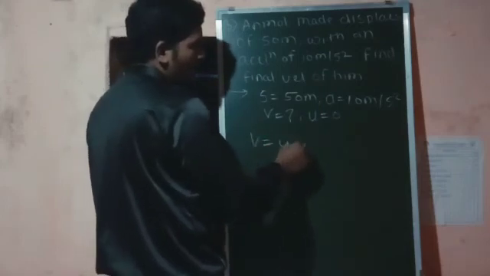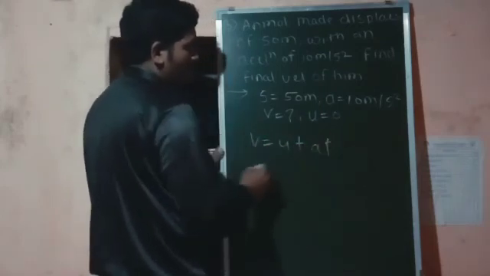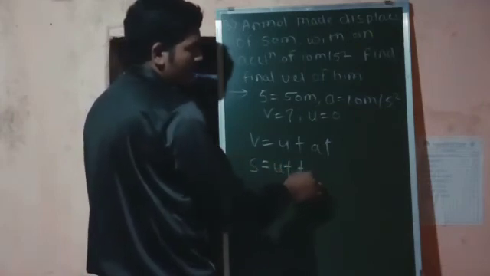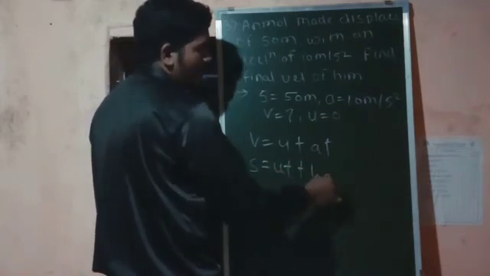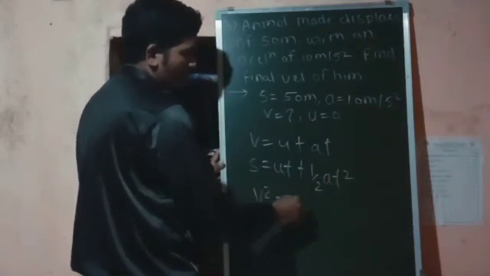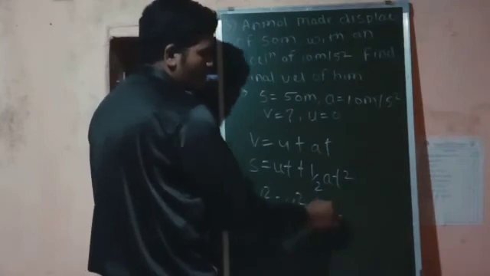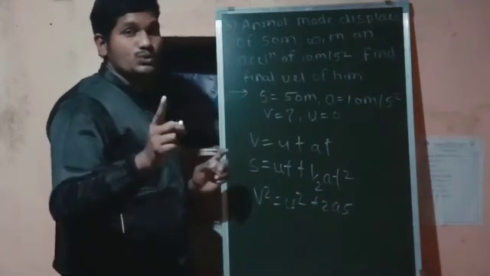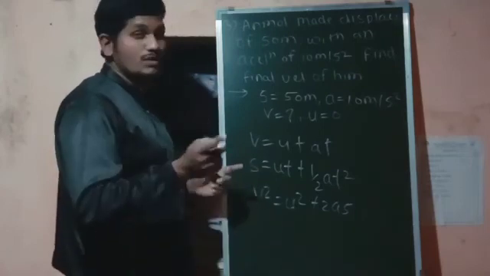v is equal to u plus at. This is the first formula. s is equal to ut plus half at square. The third one is v square is equal to u square plus 2as. So these are the formulas, out of which we have to choose only one and solve the problem.